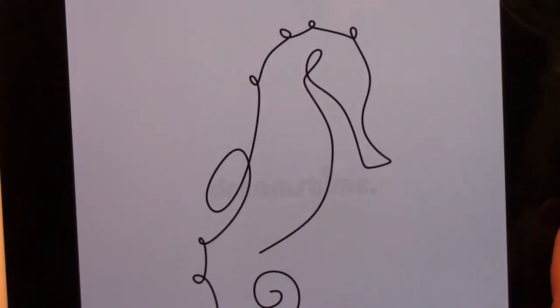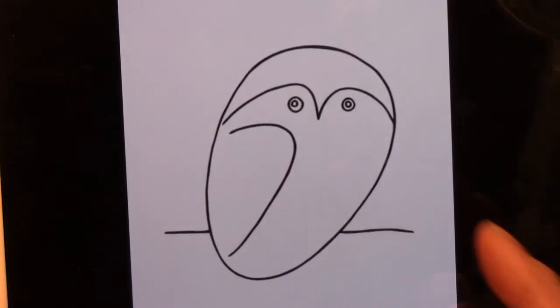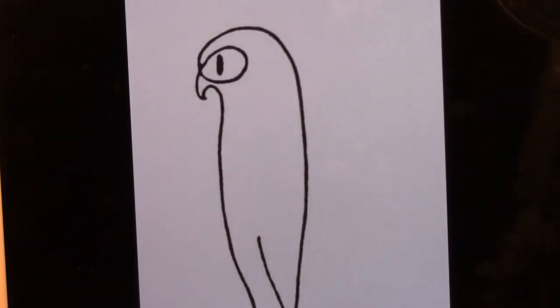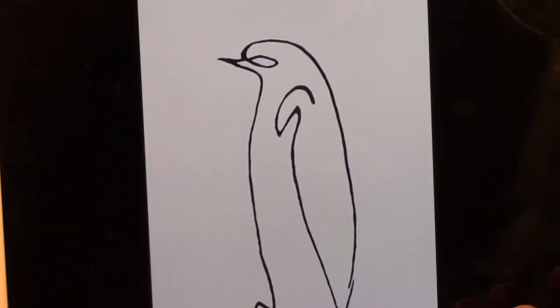Here we have a donkey horse. No, wait, sea donkey? No, wait a minute. Oh, seahorse. That's what it was. A seahorse. And now these are all done with one line. An owl. Can you guess this one? A parrot. Looks like to me maybe a crow. And a penguin.